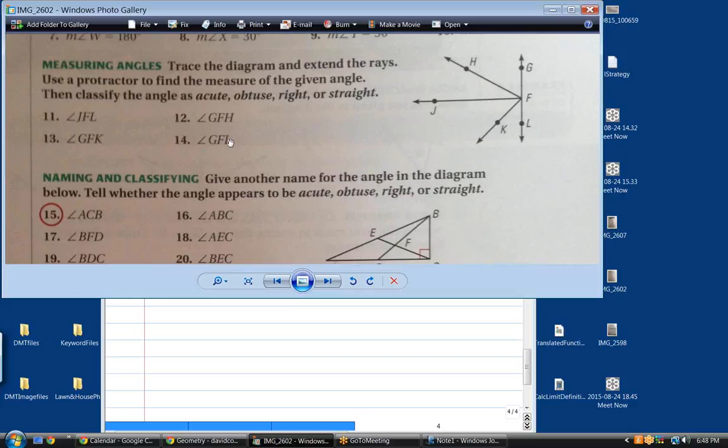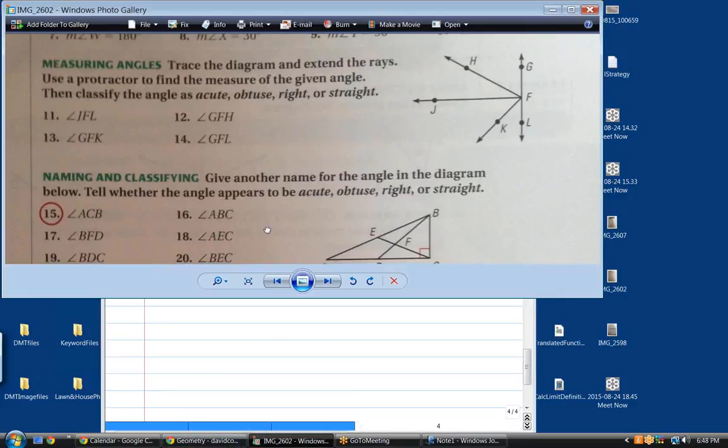And then finally, GFL. What kind of angle is that? That's a straight angle, so it'd be 180. Okay, you got it. Okay.